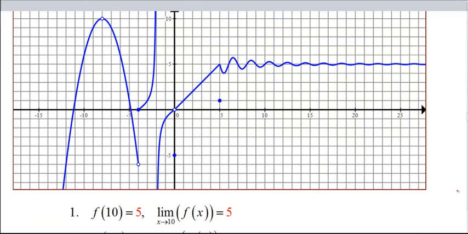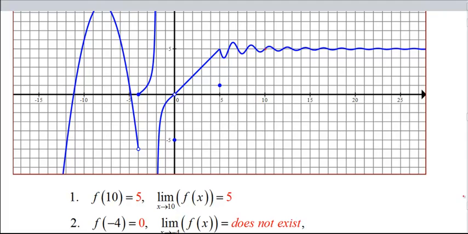Okay, f of 10. Here's 10. Looks like it's going right to that point right there, which is 5. 10, 5. So 5 is f of 10. And the limit as x goes to 10 is also 5. It's actually continuous right there. F of -4. 1, 2, 3, 4. F of -4 is right there, that point, which is 0.